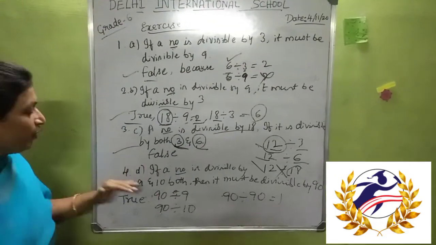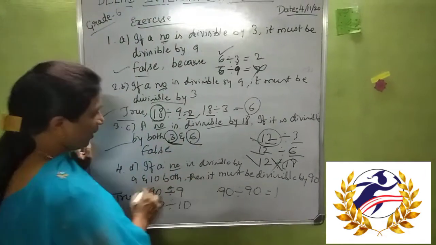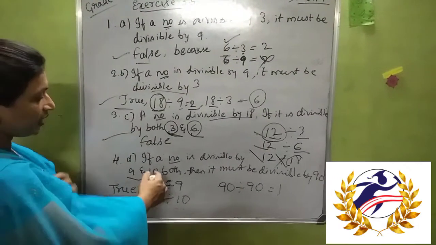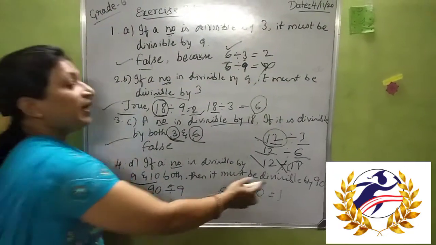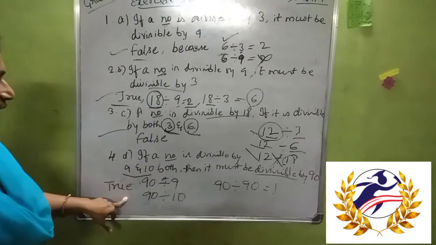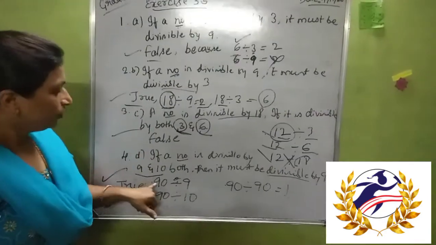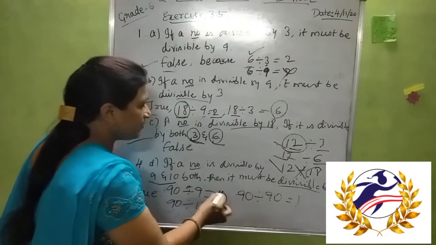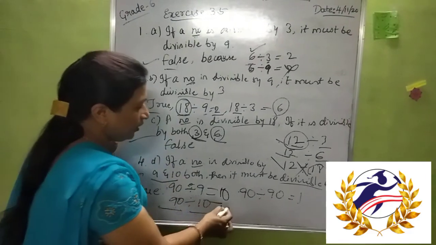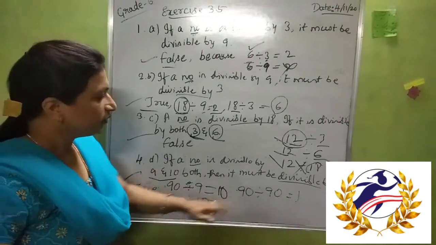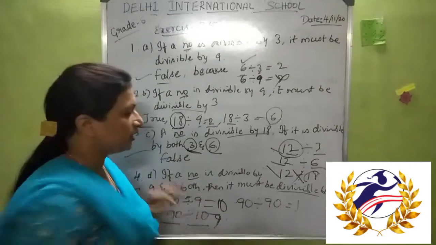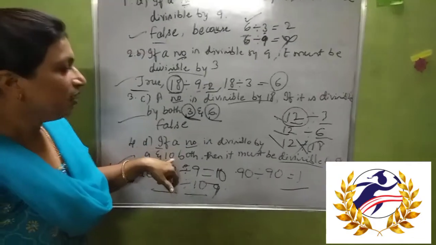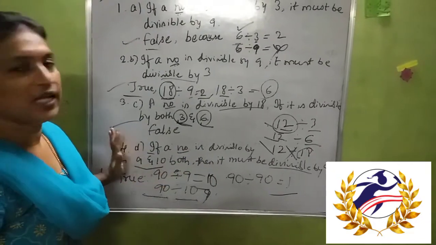So next is the fourth one. If a number is divisible by both 9 and 10, then it must be divisible by 90. I took an example like this. This is a true statement. 9 tens are 90. 90 divided by 10 gives the answer 9, and 90 divided by 90 gives the answer 1. So this is a true statement. If a number is divisible by 9 and 10, then it must be divisible by 90 also.